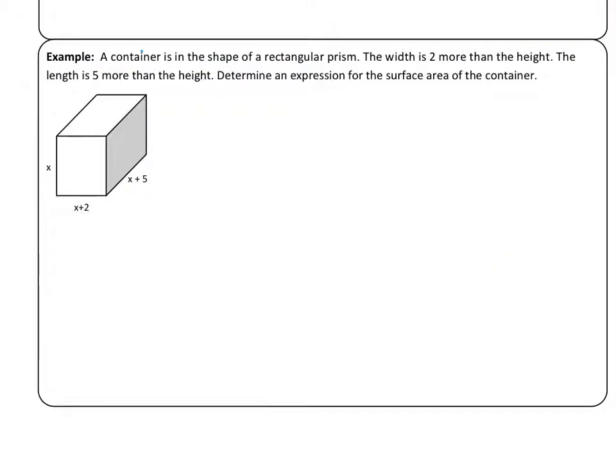Okay. So moving down the sheet, there is an example, because there are a lot of different examples in the practice questions that look very similar to this. So I want to go through this kind of example for you. A container is in the shape of a rectangular prism. The width is 2 more than the height, and the length is 5 more than the height. So here they've done it.